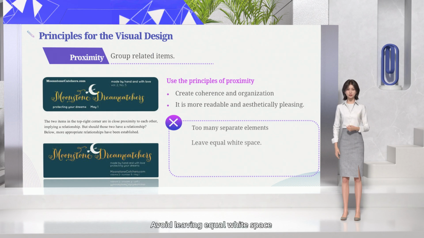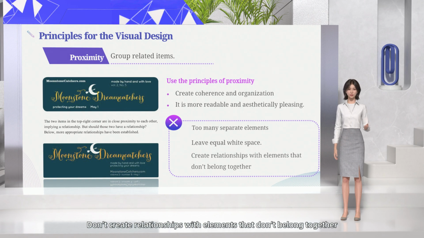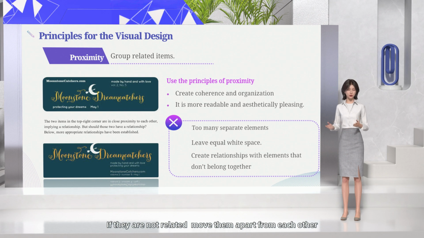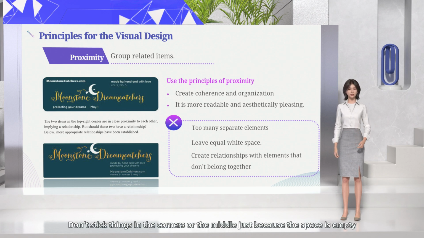Avoid leaving equal white space between elements unless each group is part of a related subset. Don't create relationships with elements that don't belong together. If they are not related, move them apart from each other. Don't stick things in the corners or the middle just because the space is empty.